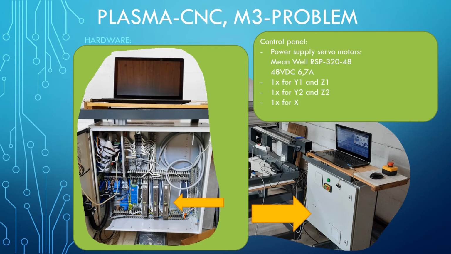At the bottom of the control panel, there are the 3 power supply units for the motors. I use one unit for the Y1 and Z1 axes, one unit for the Y2 and Z2 axes, and one unit for the X axis.